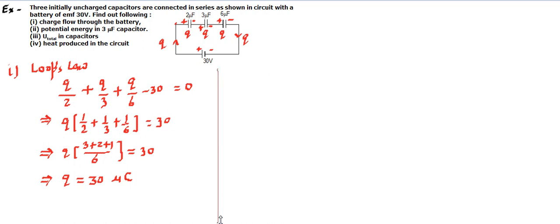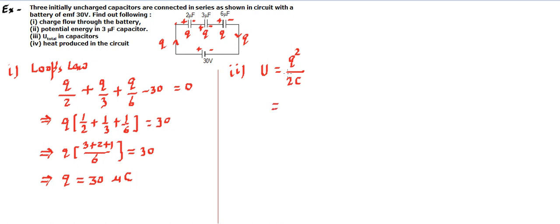Now the second question says we need to talk about potential energy in the 3 microfarad capacitor. So part of the second question can be answered as potential energy in the 3 microfarad. What is the charge stored in this 3 microfarad? It is Q. So what is the potential energy in it going to be? We know the potential energy of a capacitor is the square of the charge stored in the capacitor, Q, divided by 2C, C is the capacitance. So we are going to use this formula.